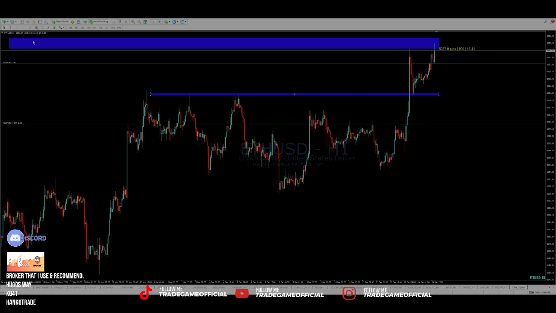Let's break it down. Let's put this shape tool out again. Pay attention to this area. See this area right here? This was an area where price was rejecting. This is just a simple strategy to catch a breakout. This is what this was. This was a breakout. Price did like this.